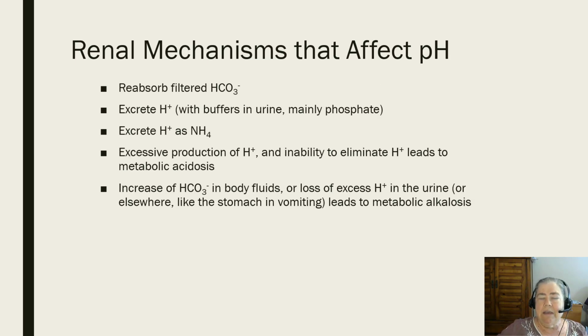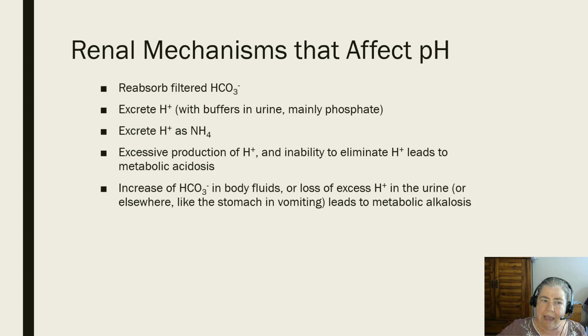Now, there are a number of things the kidneys do to influence pH. And we talked about some of them as we were quickly going through, but we're going to get a little bit more specific now. We talked a lot about how the bicarbonate ions that are filtered are reabsorbed. And in fact, almost all of the bicarb that is filtered is reabsorbed. It's only in cases of pretty severe metabolic alkalosis where there's tons of bicarb that some of it is excreted or eliminated in the urine.